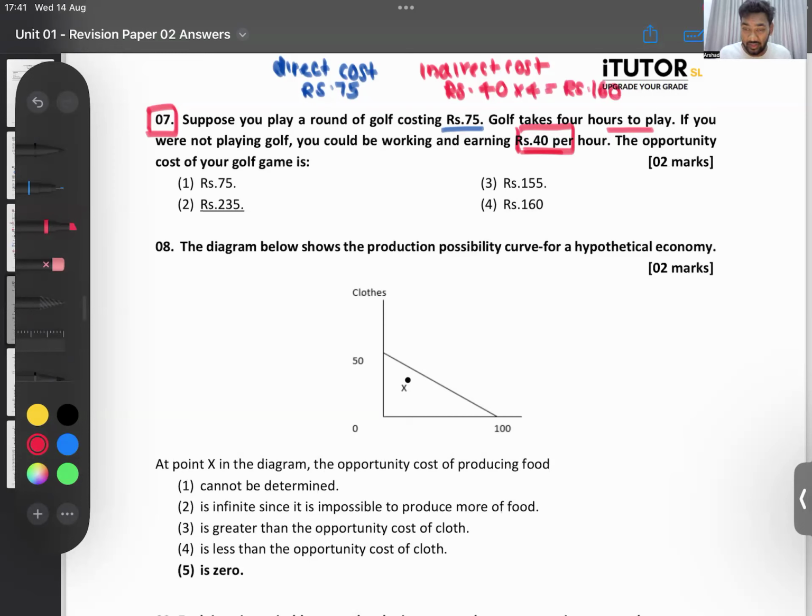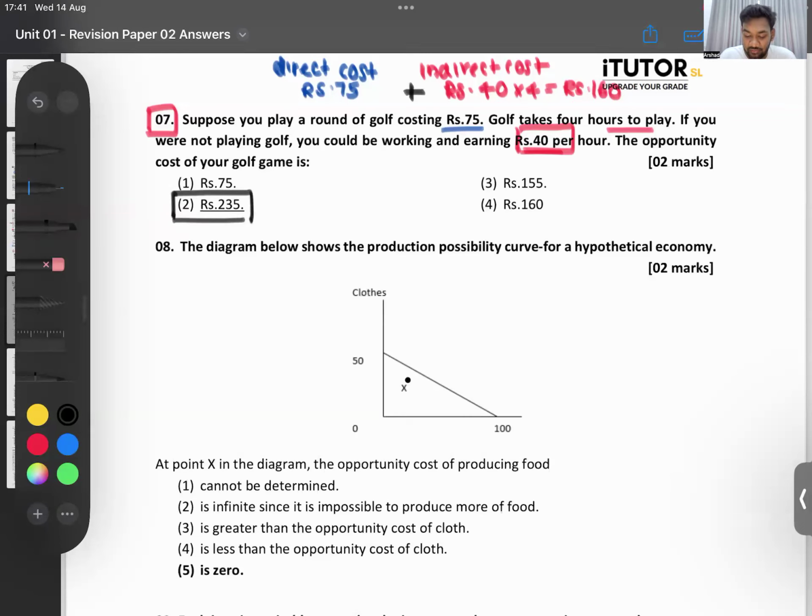Is that clear? Your opportunity cost of playing golf is, one, you had to pay 75 rupees to play golf. That 75 you could have done something else with. That is one part, the direct cost. Plus, because you played golf, you couldn't earn that money. 160 rupees loss. 75 rupees you paid plus 160 that you missed. So your total opportunity cost is the total of 75 plus 160, that is 235. How many of you got that correct?